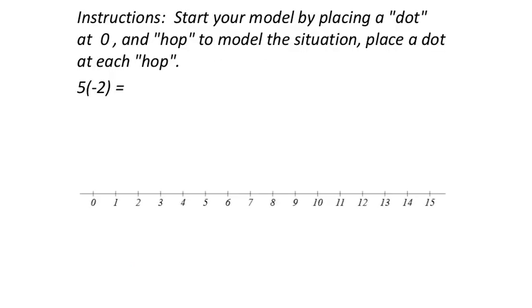So again, this is the way that it should look on the assignment. Start your model by placing a dot at 0. So like I said, you'll have to start at 0. Unfortunately, though, for this one, it's 5 times negative 2. So this number line is going in the wrong direction. We're going to have to make it ourselves, so let's ignore the original.